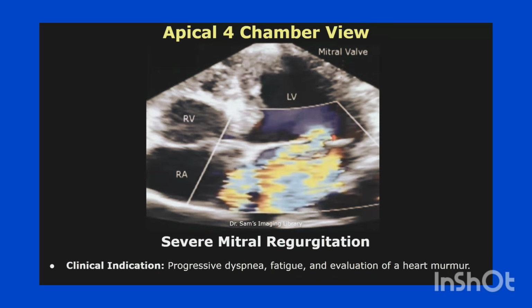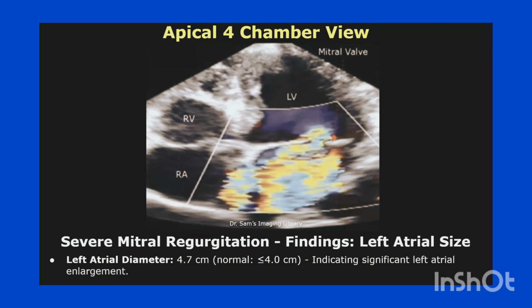Here is a report for severe mitral regurgitation. Clinical indication is progressive dyspnea, fatigue, and evaluation of a heart murmur. These are the findings. Left atrial diameter is 4.7 centimeters, indicating significant left atrial enlargement.